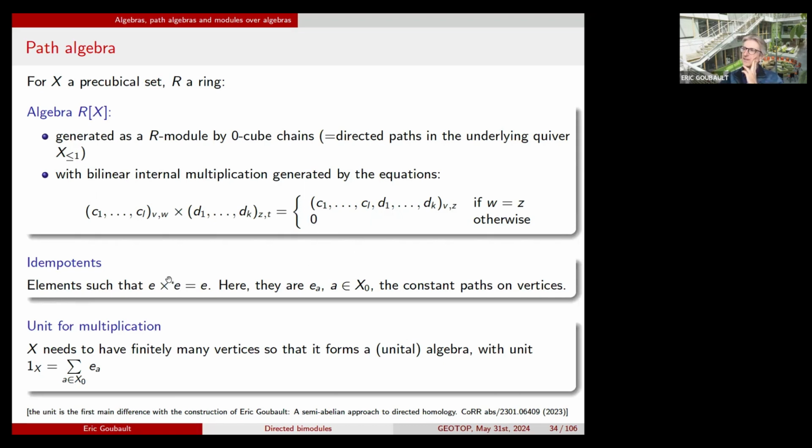And you can see that the idempotents, which are of very big interest when looking at algebras and modules of these algebras, the elements such that E times E is equal to E, are going to be the constant paths on vertices. And for the rest of the construction we would restrict to finite precubical sets. Then we have finitely many vertices, and this will form a unitary algebra. The unit will be the sum of all idempotents. Right? That's classical stuff.